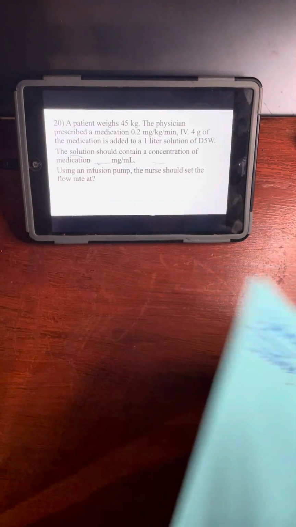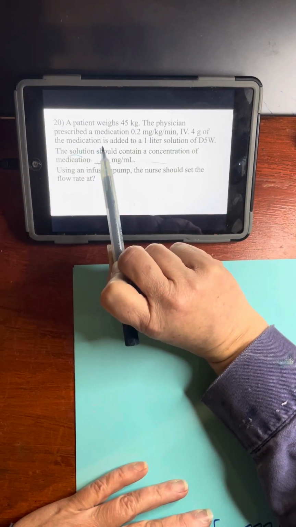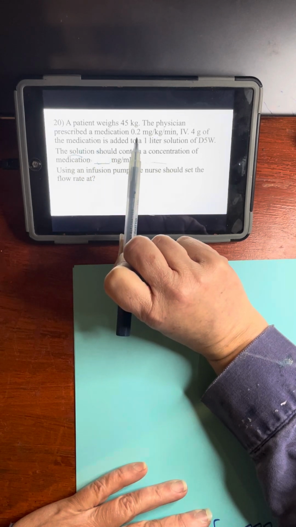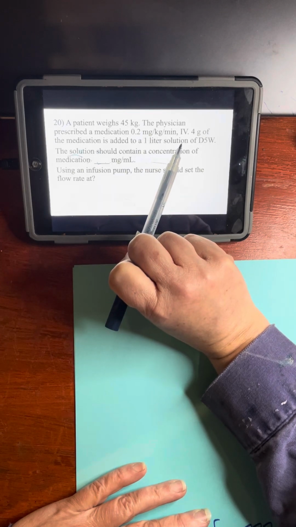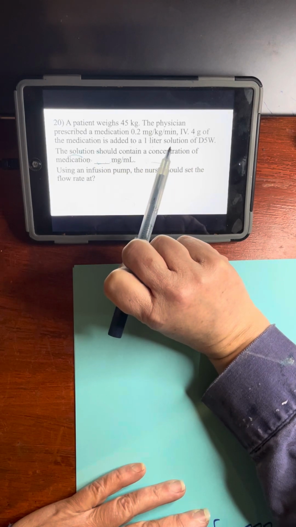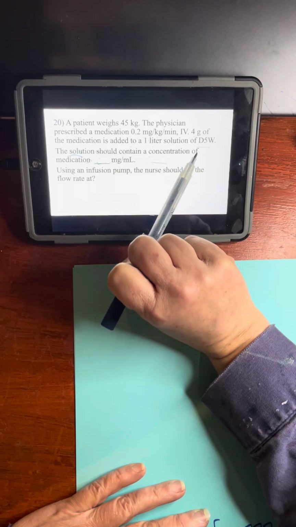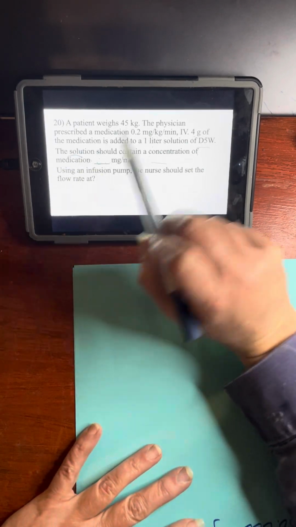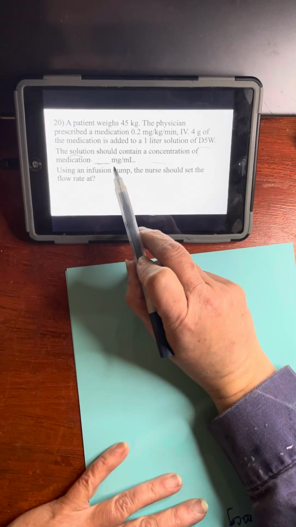All right, here we go. A patient weighs 45 kilograms, and the Mr. Man prescribed a medication for 0.2 milligrams per kilogram per minute IV. 4 grams of medication is added to a liter of D5W. The solution contains a concentration of medication milligram to milliliter. Let's go and do that since that's the first question Ethel's asking. They want milligram per milliliter.